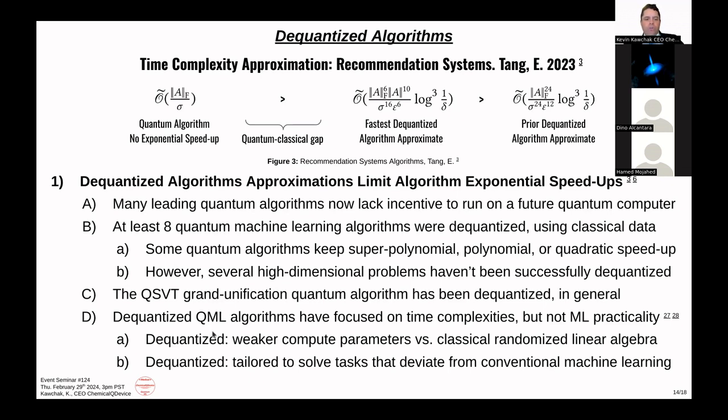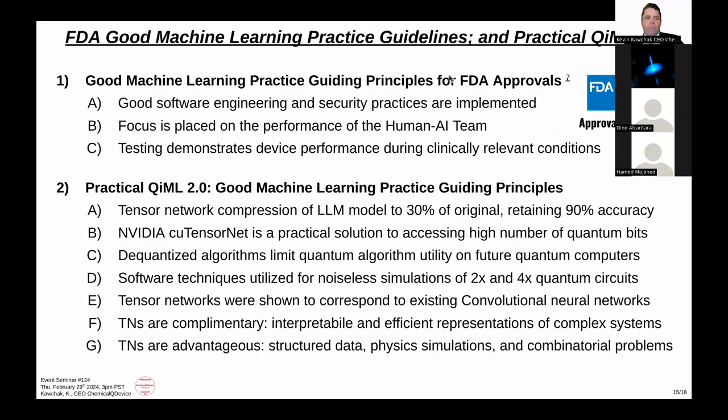So there are some drawbacks with the dequantized algorithms. The main thing is that they're not really focusing on machine learning practicality as much as dequantizing all the quantum algorithms that are out there, or that's the goal. On the mathematics side, they're actually weaker in compute parameters versus classical randomized linear algebra. So I think this is what you'd see more so in traditional machine learning, tailored to solve tasks that deviate from conventional machine learning, meaning there's sometimes a rank restriction or sparsity, these types of things, and they're not quite as universal as we'd want them to be for practical applications. So the main thing with this field is the speed, getting that speedup versus the others.